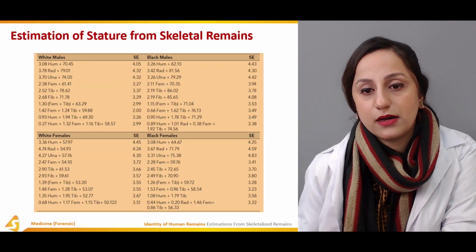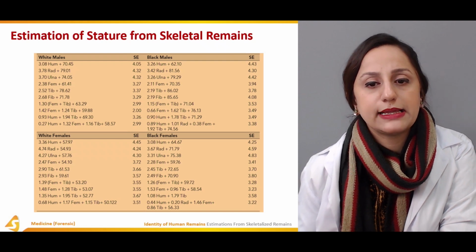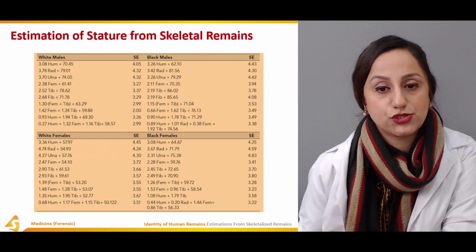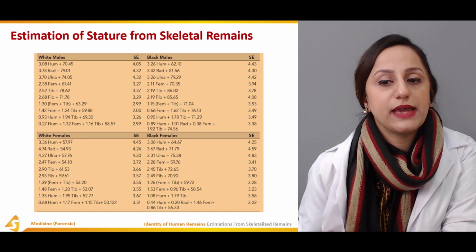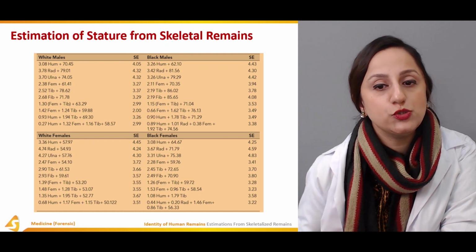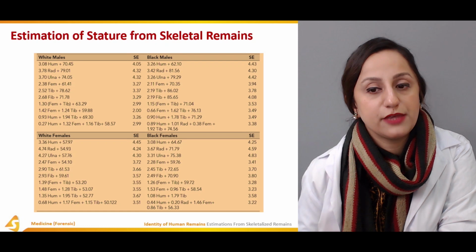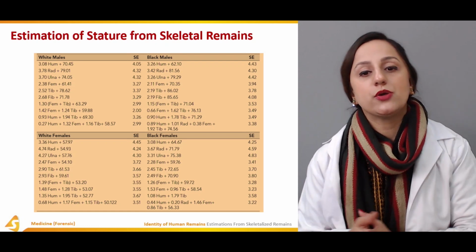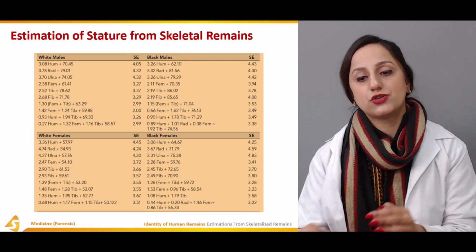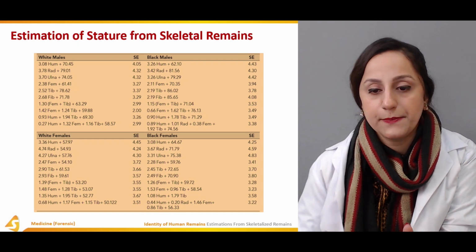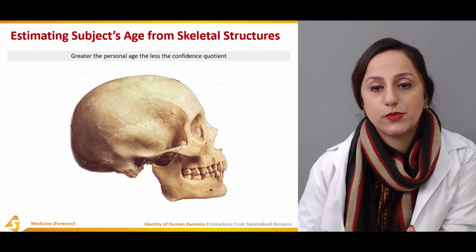This is another formula for the calculation of the stature, in which if we have a single bone at hand, a humerus, radius, ulna, tibia, or fibula, how are we going to calculate the stature of the person? This is calculated in this formula.